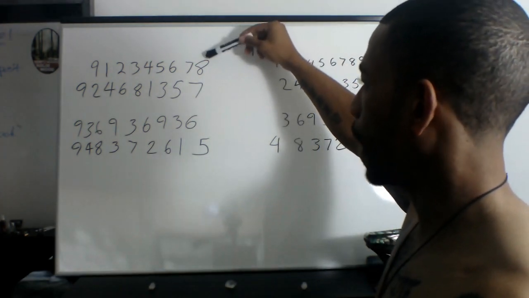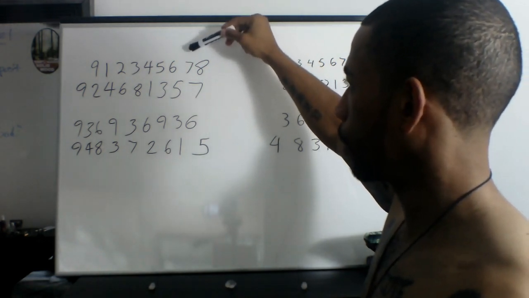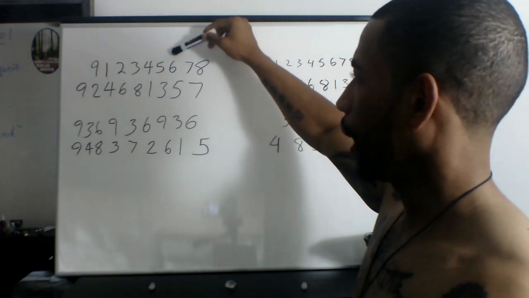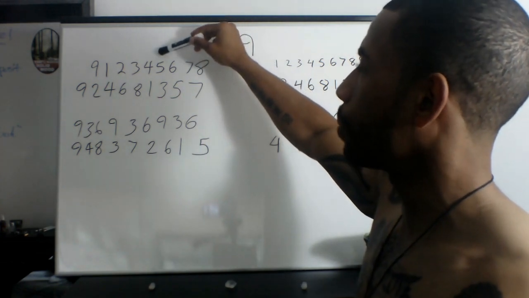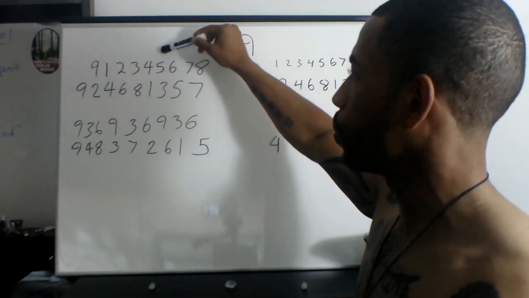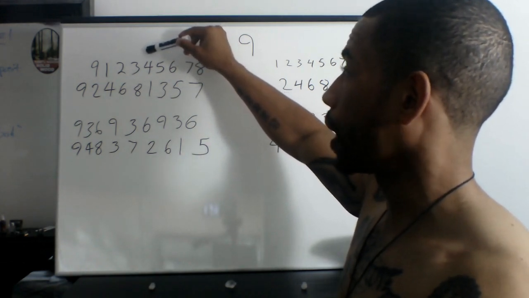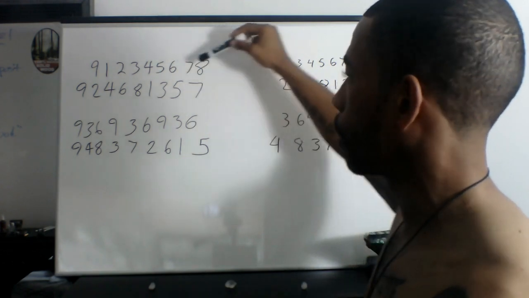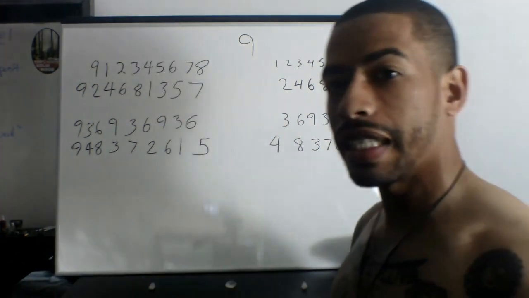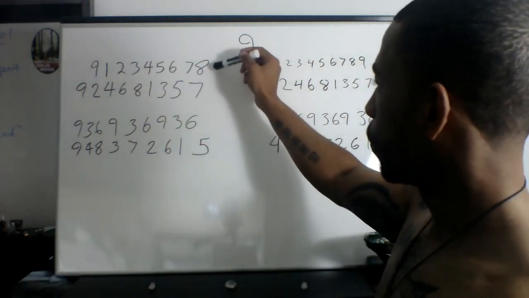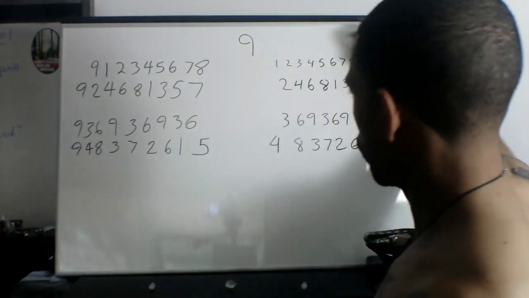Now let's go to 8. 8 times 1 is 8. 8 times 2 is 16. 1 plus 6 is 7. 8 times 3 is 24. 2 plus 4 is 6. 8 times 4 is 32. 3 plus 2 is 5. 8 times 5 is 40. 4 plus 0 is 4. 8, 7, 6, 5, 4, 3, 2, 1, 9. Isn't that amazing? We've got 1 through 9 here, going in reverse order.